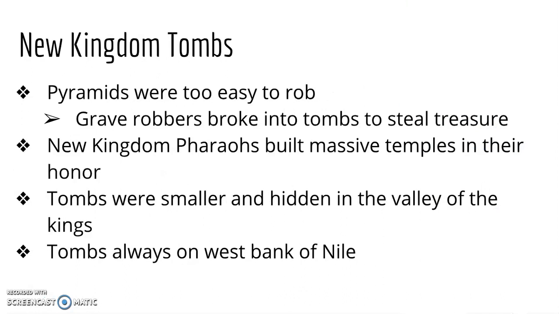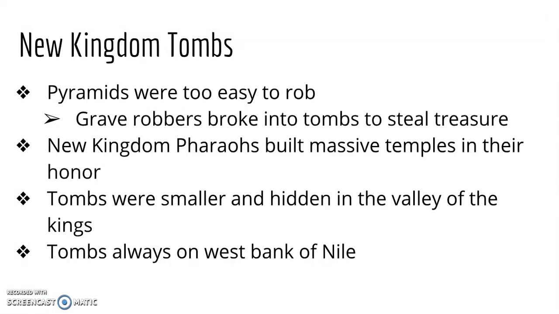So, New Kingdom tombs. Now, by this point, it had become obvious to a lot of people that pyramid tombs were too easy to rob. A large pyramid is basically a giant advertisement, come here and rob my stuff. And grave robbers would routinely break into these tombs in an attempt to steal treasure. So New Kingdom pharaohs would build massive temples in their honor, such as the one at Abu Simbel, which Ramesses II will build, as we get later on to the New Kingdom period.